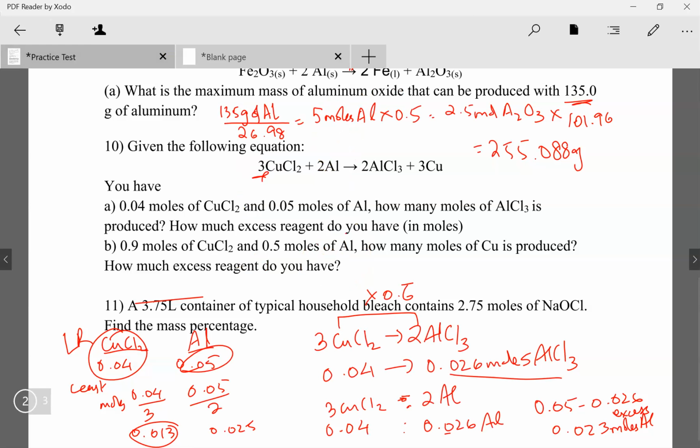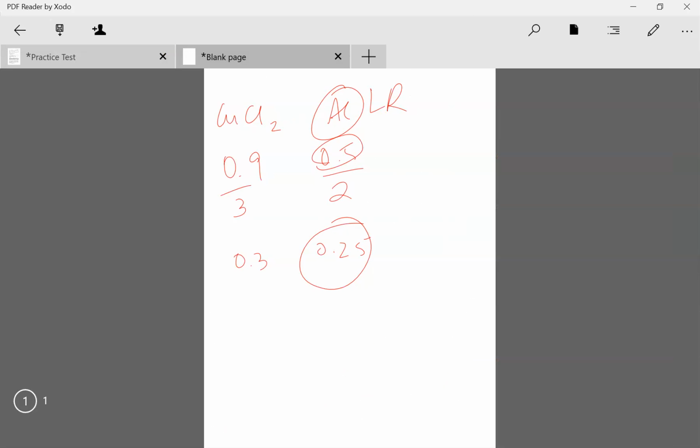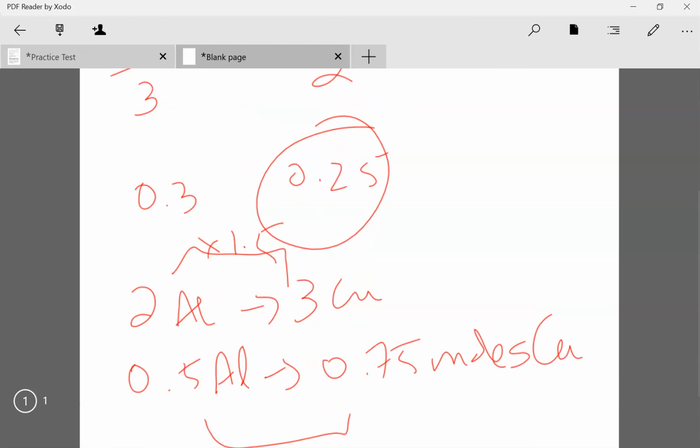So again, how many moles of copper is produced? So here I know 2 aluminum gives me 3 copper. So for 0.5 aluminum, this is multiplied by 1.5, so I multiply this also by 1.5. So you get 0.5 times 1.5 is 0.75 moles of copper.